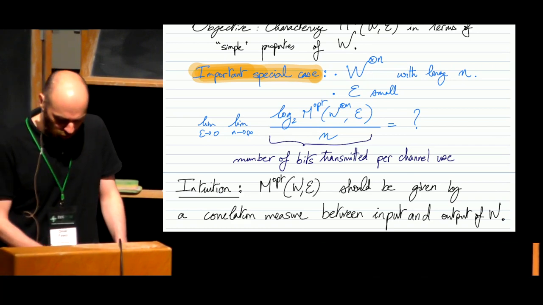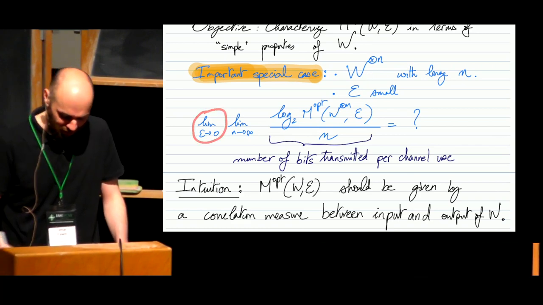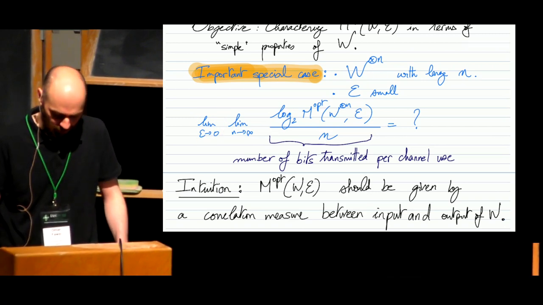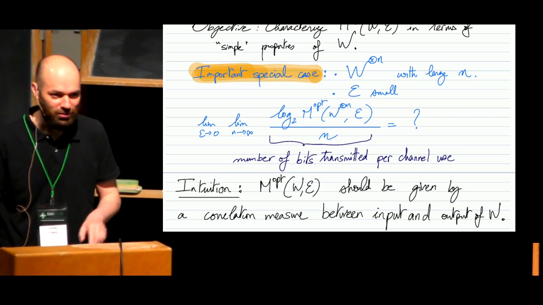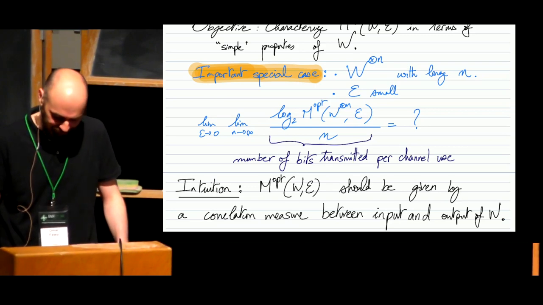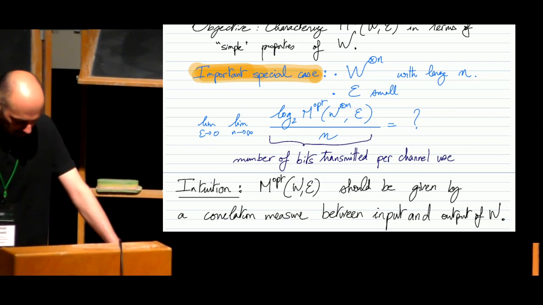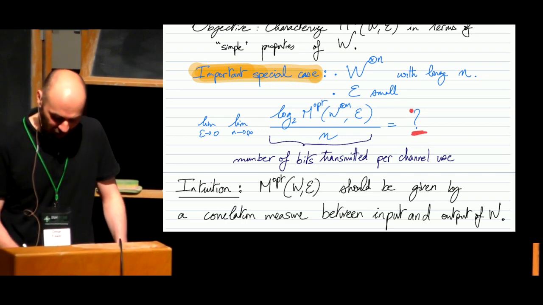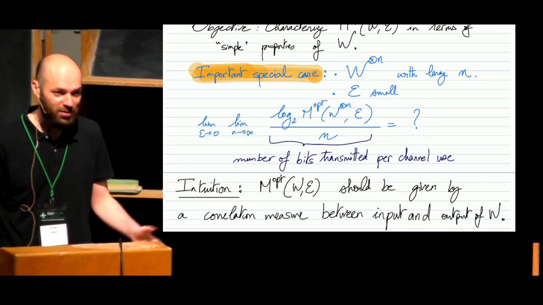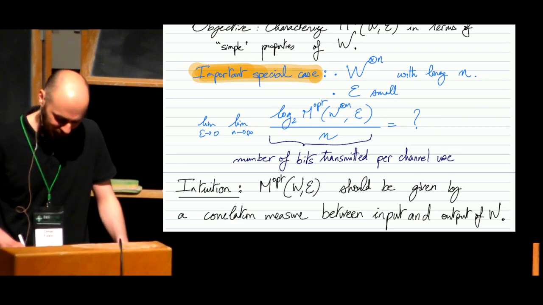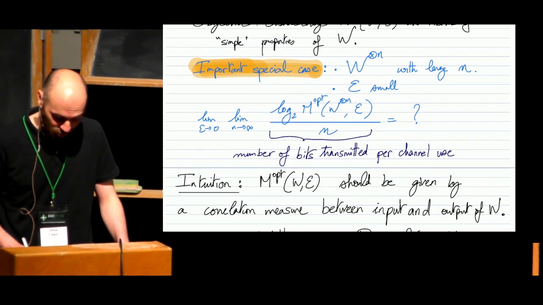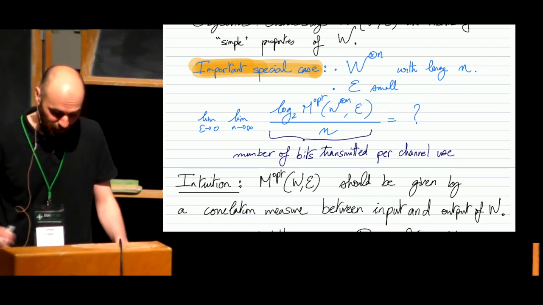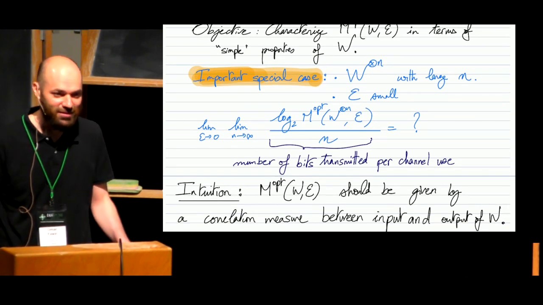And also, at least in this lecture, we'll take epsilon going to zero as well. But after n, this is important. This order of limits is important. So this is what we want to characterize. We want to try to characterize this limit. Does it have a simple expression? And as we'll see, quite amazingly, it has a quite simple expression, at least in this classical-quantum case.